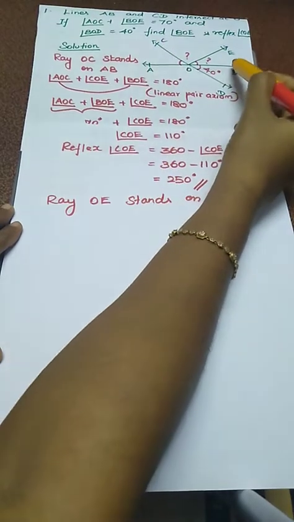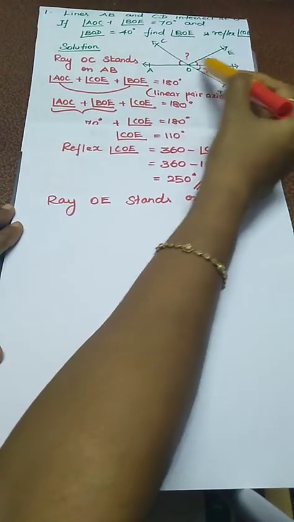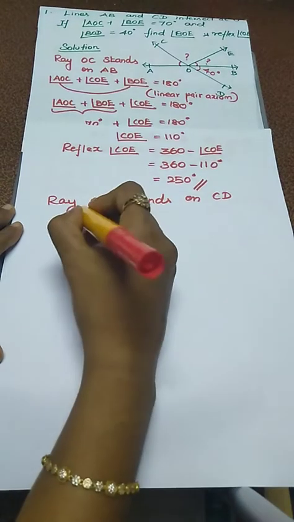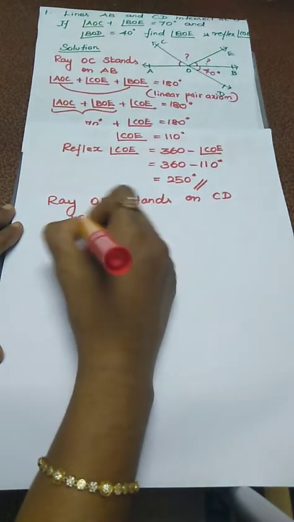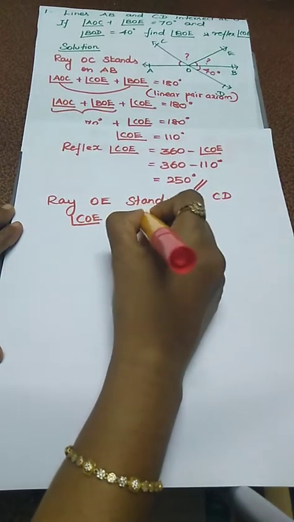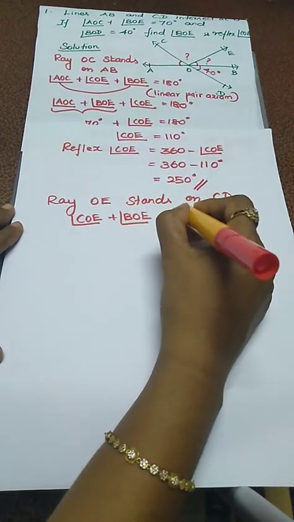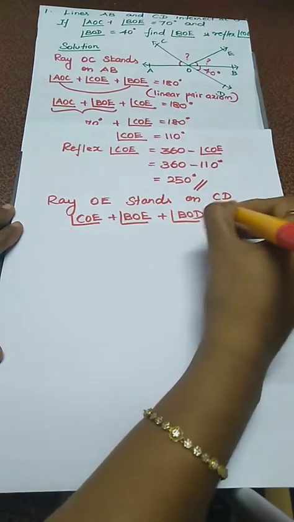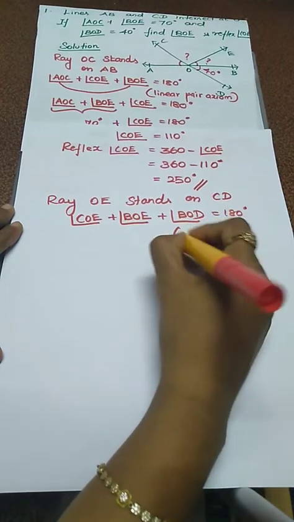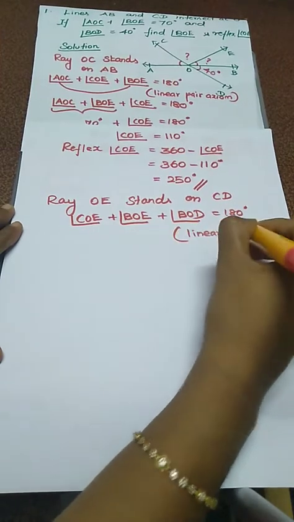Angle COE plus angle BOE plus angle BOD is equal to 180 degree. The reason is linear pair axiom.